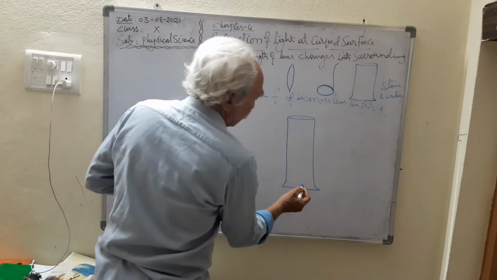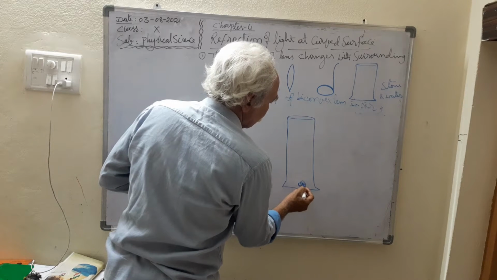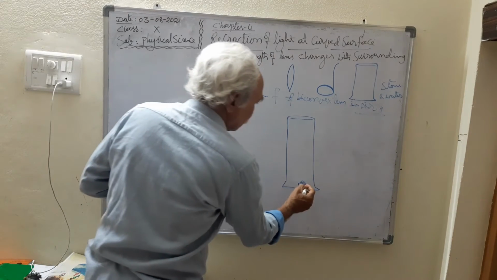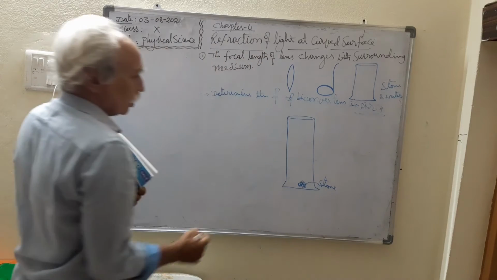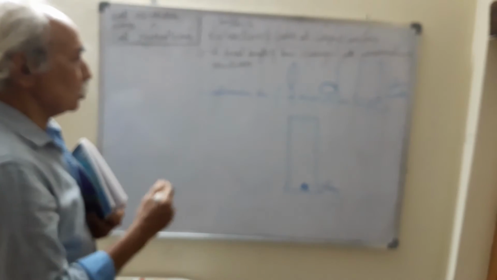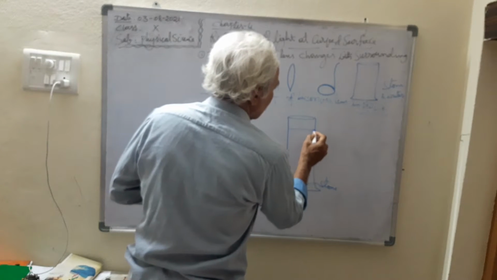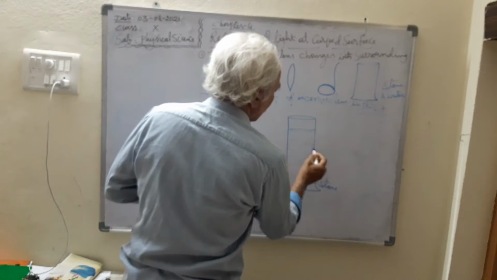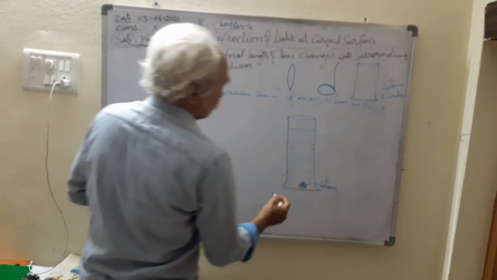Now take one stone and put it in the jar at the bottom. This is the stone, placed at the bottom inside the jar. Now fill the jar with water up to 3/4. This is the water.